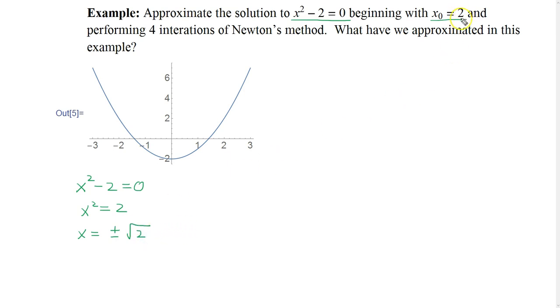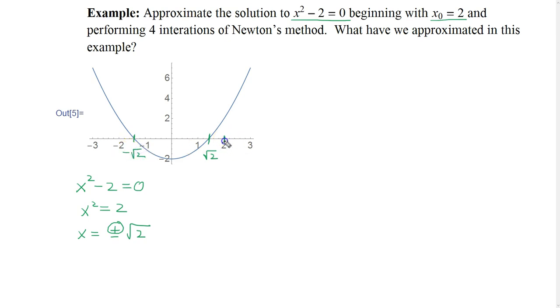Now, since we're starting with an initial guess of positive 2, we're going to be approaching positive the square root of 2 by using Newton's method. So really what we're doing here is approximating the square root of 2. Here we have the graph of x squared minus 2. Where it crosses the x-axis, those are our solutions to f of x equaling 0. So here we have positive the square root of 2, and over here is negative square root of 2.